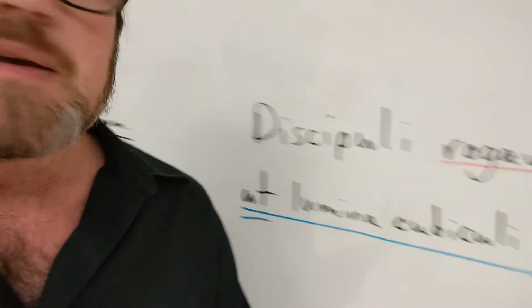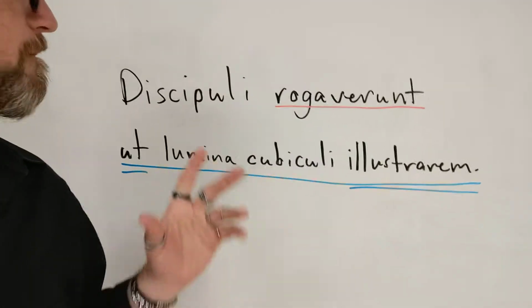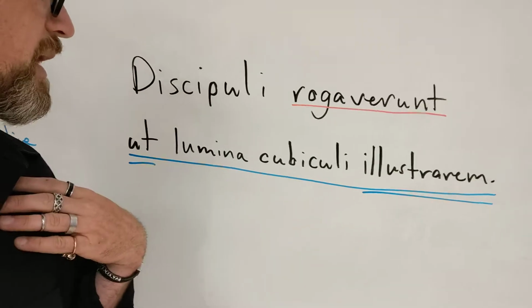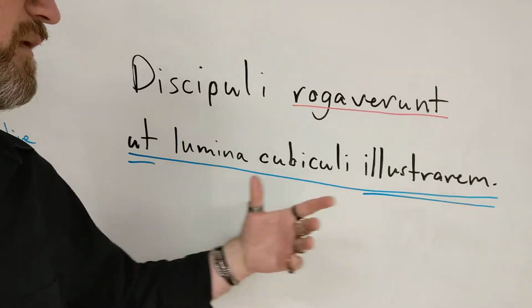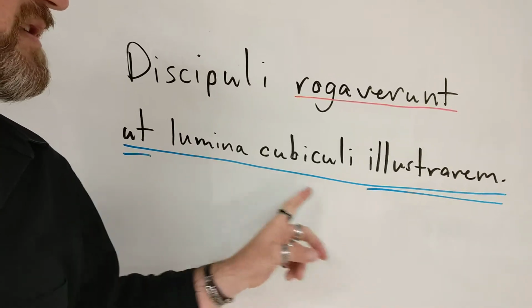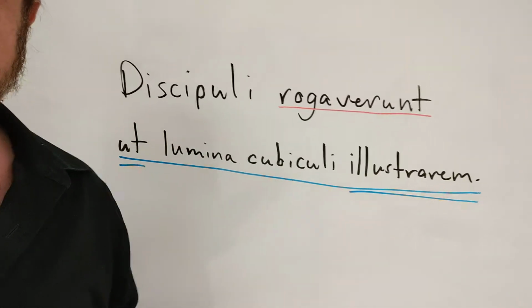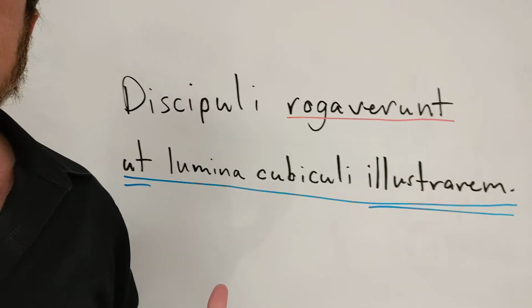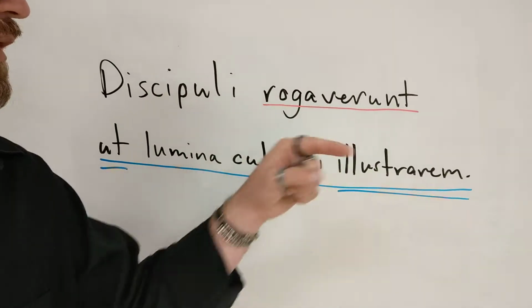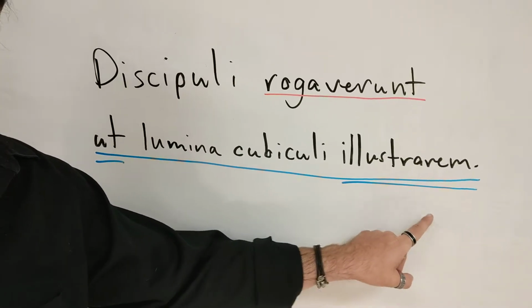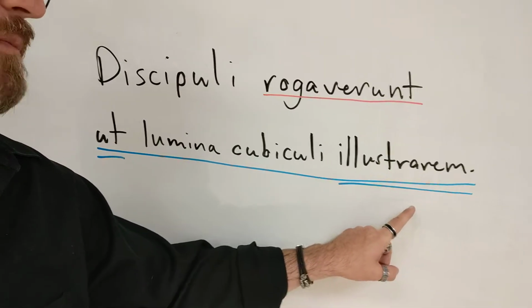All right? So here's an example where it says, the students asked me to turn on the lights in the room, or literally, to light up the lights of the room. But yeah, the students asked me to turn on the lights in my room. Now, you might notice right away that I don't actually have the word "me" in here. This is actually being represented by my subjunctive verb, which is first person.